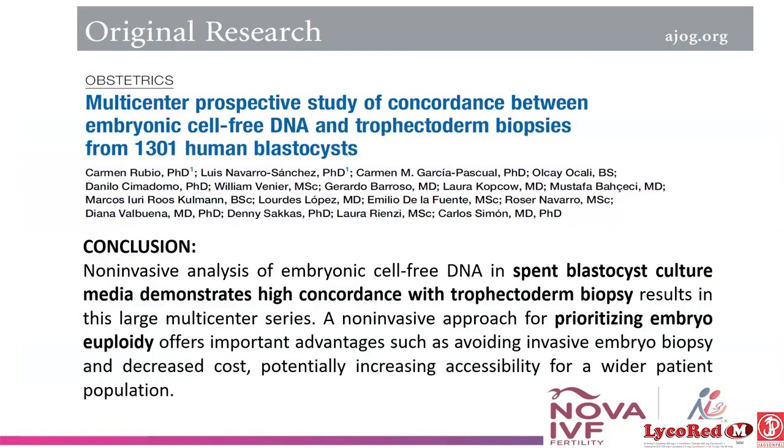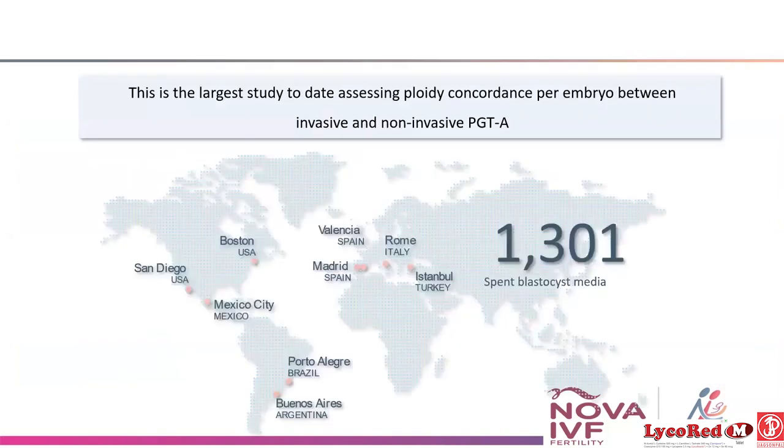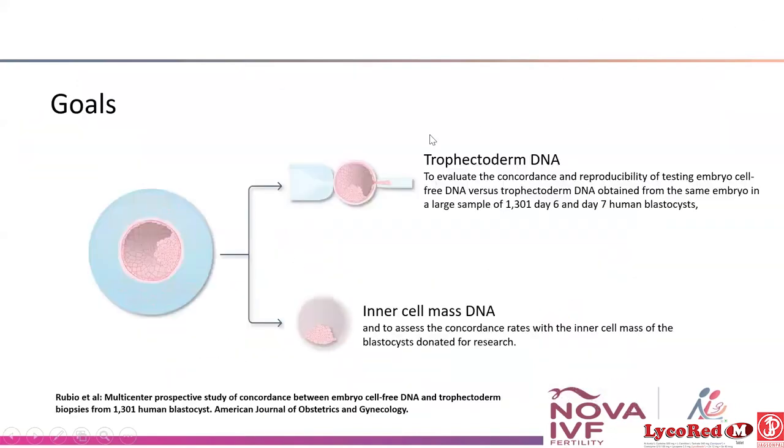So what is the efficacy actually? Capalbo, Rubio and coworkers had a very good paper, and they examined over 1,000 human blastocysts. They concluded that spent blastocyst culture media demonstrate a high concordance rate with the trophectoderm biopsy, and it can be useful for prioritizing embryo euploidy. They did this research with centers all over the world. They collected the blastocysts, and their main goal was to check the concordance rate of trophectoderm DNA with the spent culture media, and inner cell mass DNA with the spent culture media.